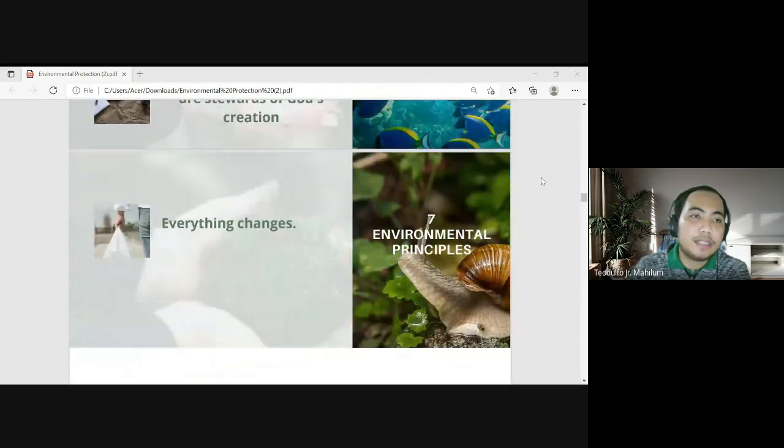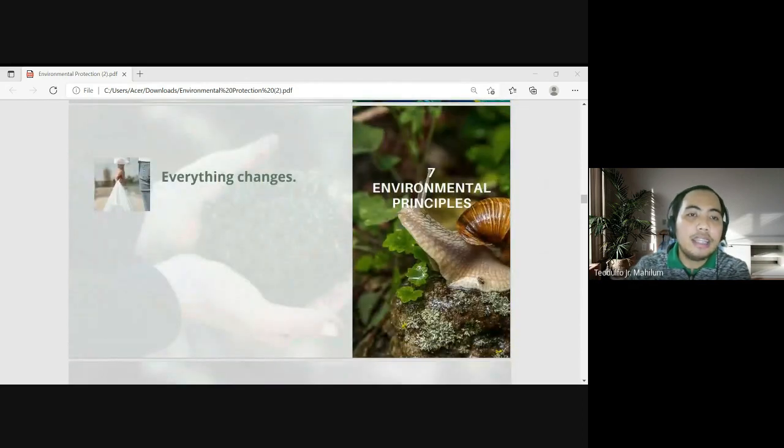Lastly, the seventh principle, everything changes. Or in Tagalog, ang lahat ay nagbabago. Changes in the biophysical world occur naturally. For example, a caterpillar turns into a butterfly, which illustrates the morphological changes that occur in living forms. Seasons are cycling changes that contribute to the diversity of flowers that will help the fruits, vegetables, and other crops during the year.